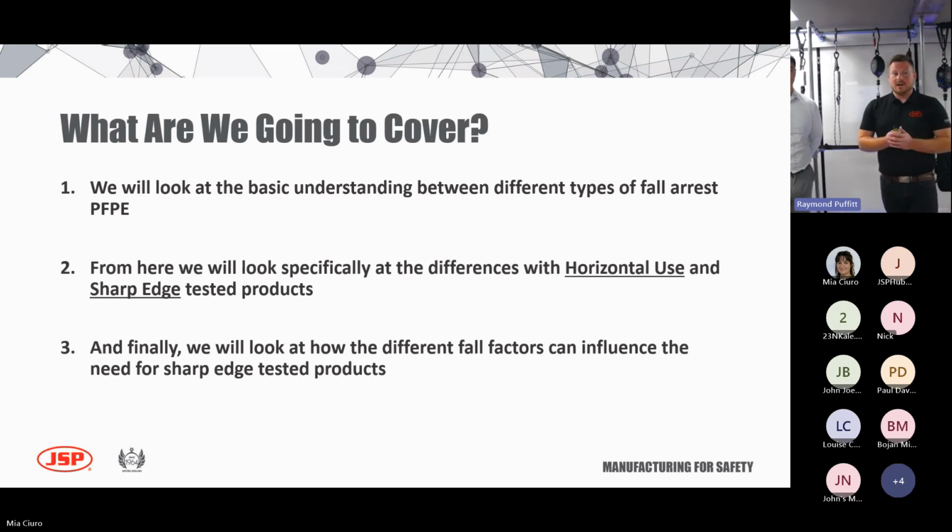And then finally we will look at how different factors can influence the need for sharp edge tested products. What we're talking about there is fall factors, angles, and potentially what you might fall through, for the need of sharp edge use.